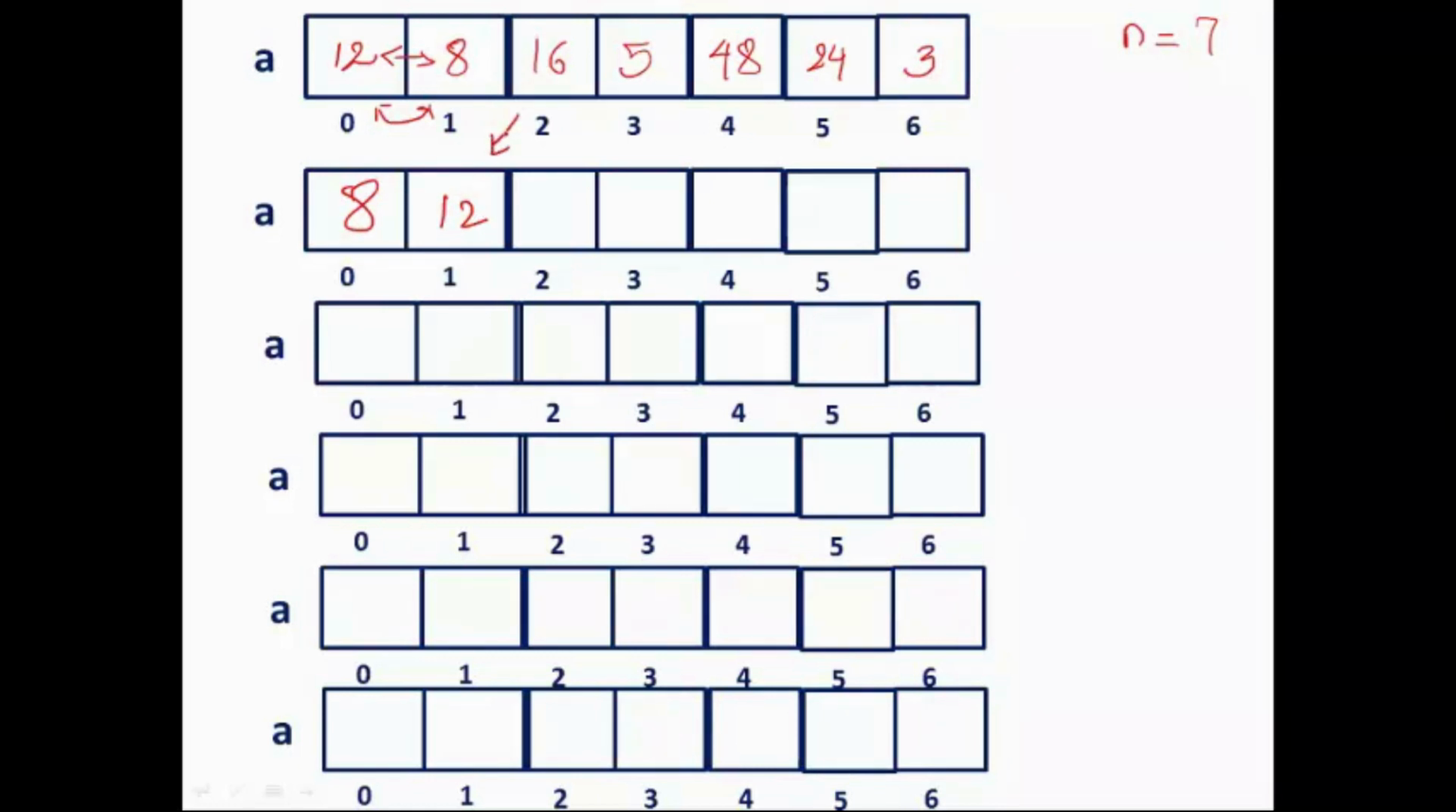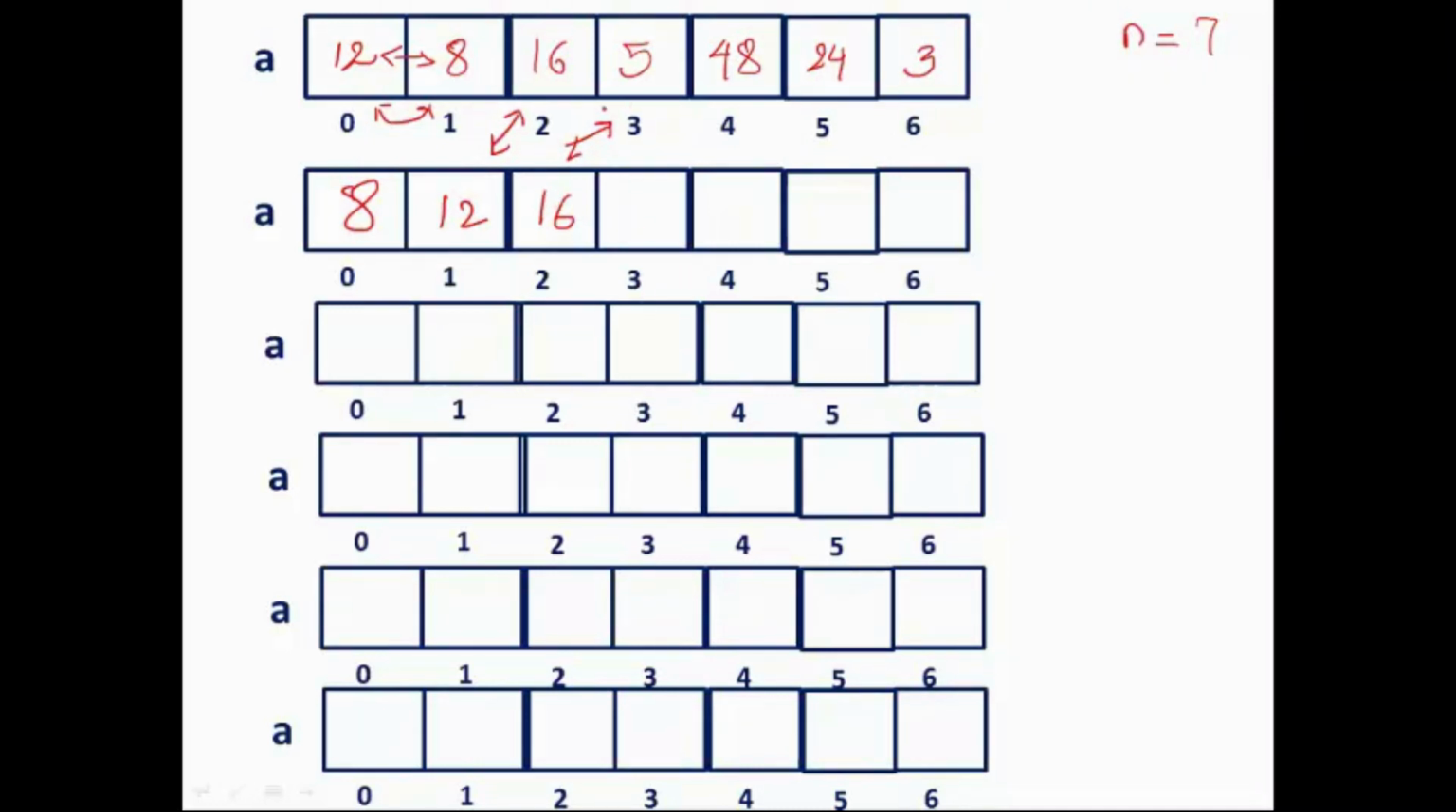Now I'll compare these two, right? So 12 and 16. For the sequence to be in ascending order, 12 has to come before 16. So this sequence is proper. So 12 stays where it is. 16 comes over here. So अपन ने पहले 0, 1 को कंपेयर किया, फिर 1, 2 को कंपेयर किया. अब मैं क्या करूंगा, 2, 3 को कंपेयर करूंगा. इट्स इन द सेम एरे. 2 पे क्या है 16, 3 पे क्या है 5.